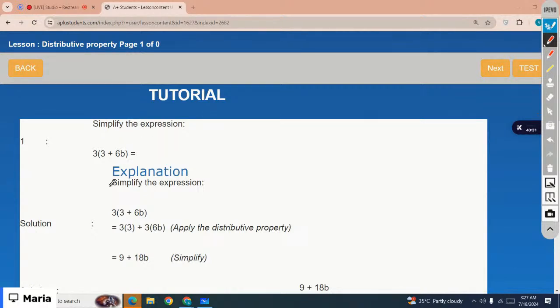You have to do 3 times 3 and 3 times 6b, right? 3 times 3 is 9 and 3 times 6b is 18b. So that is 9 plus 18b. This is the step where you apply the distributive property, right?